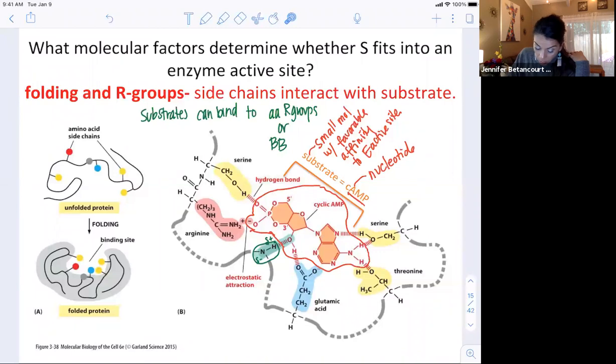So there's another ability, and here's another side chain. This is interacting via hydrogen bond. So you still have all those different types: electrostatic interactions, hydrogen bonds. This is how substrates at a molecular level, if you really zoomed in, when we talk about favorable affinity, this is what we're talking about here.